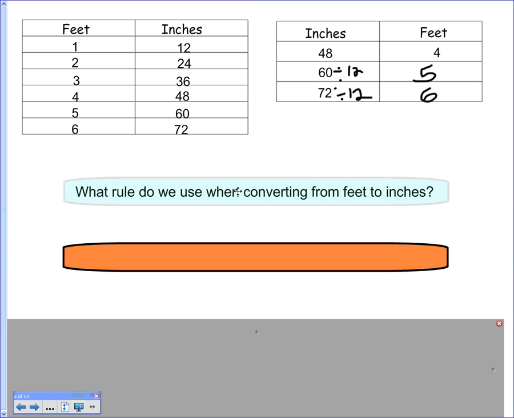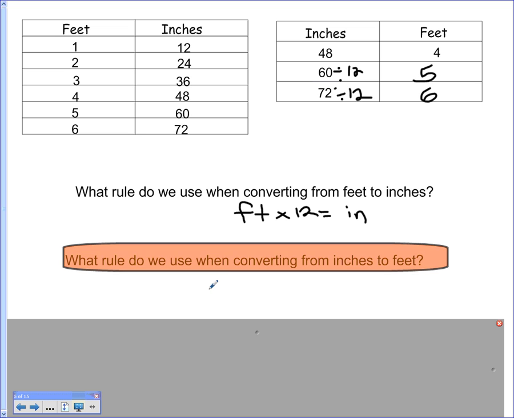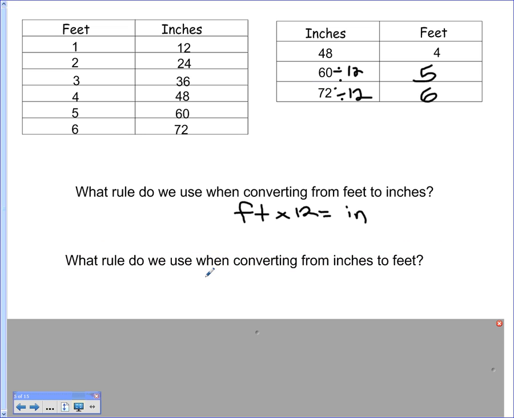So what rule do we use when converting feet to inches? Feet times 12 equals inches. And when converting inches to feet, inches divided by 12 equals feet.